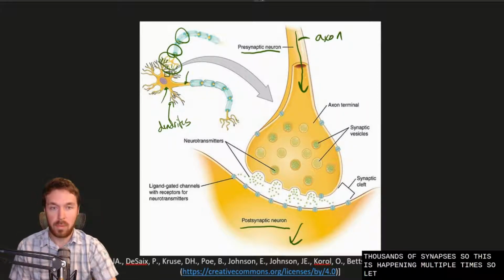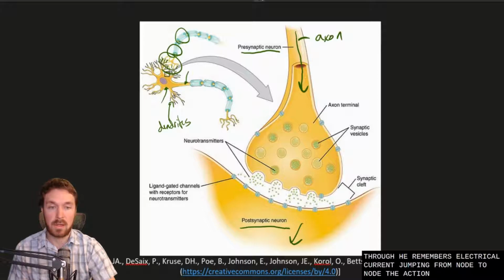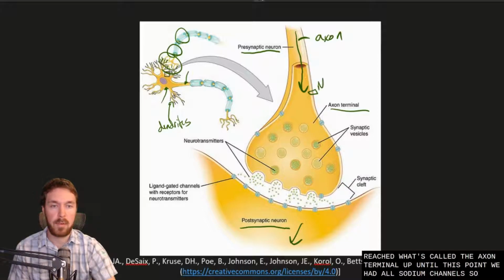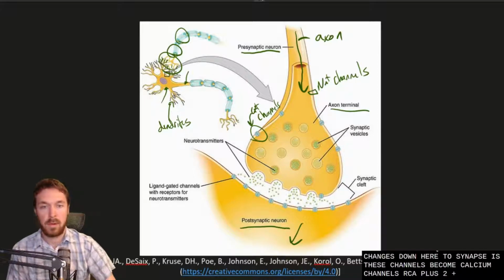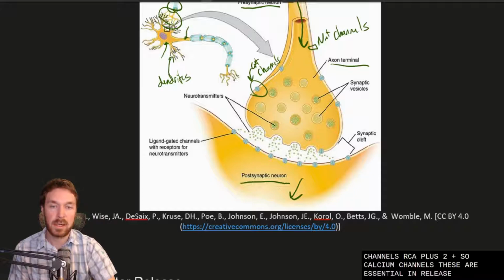So let's jump back into it. As this stimulus is coming down, remember it's an electrical current jumping from node to node, the action potential. Then we reach what's called the axon terminal. Up until this point, we had sodium and potassium channels. One unique thing that changes down here at the synapse is that these channels become calcium channels, Ca2+. These calcium channels are essential in releasing neurotransmitters.